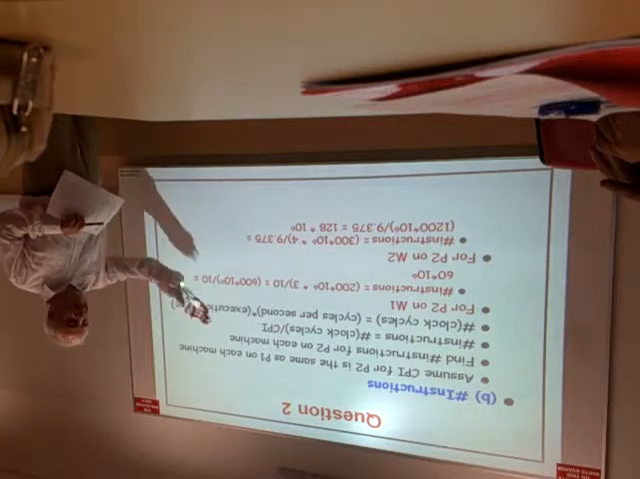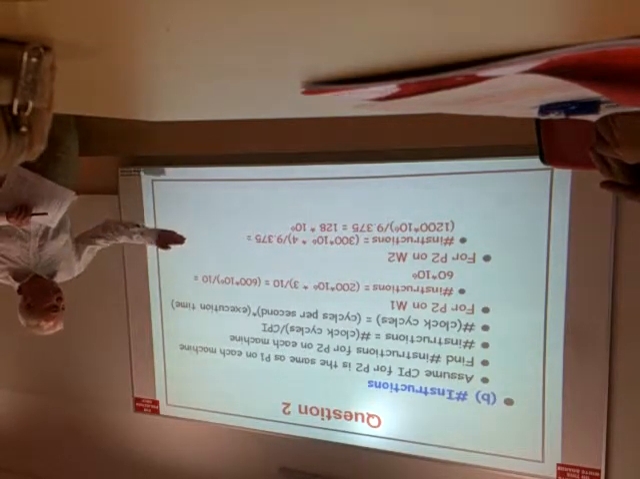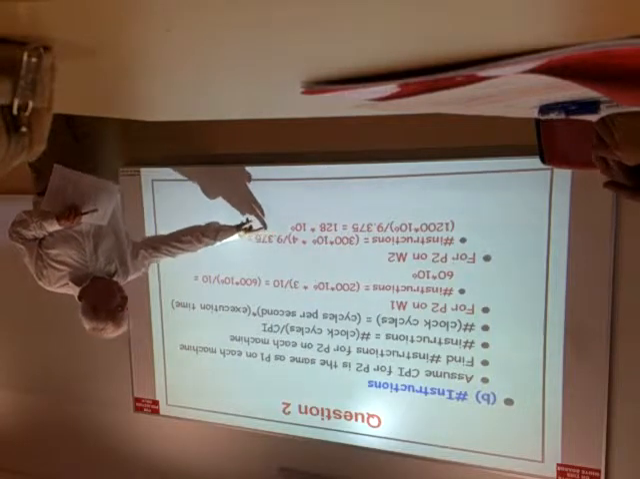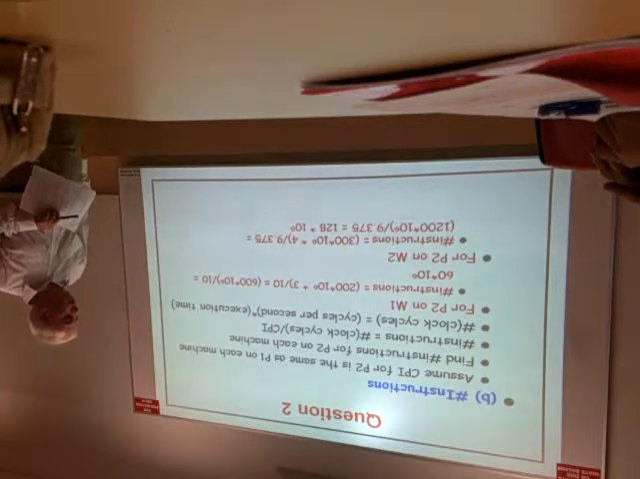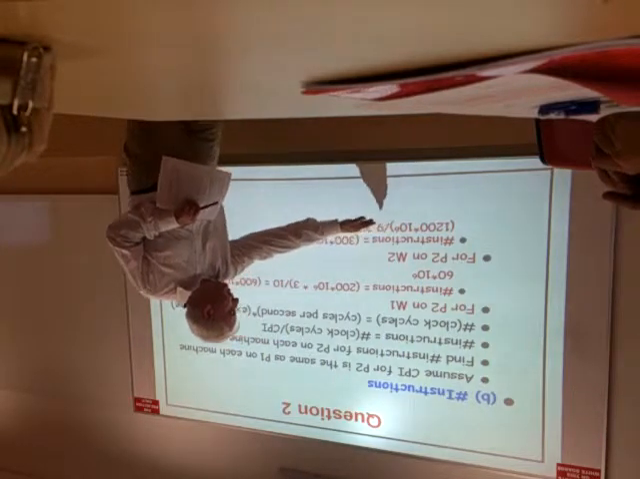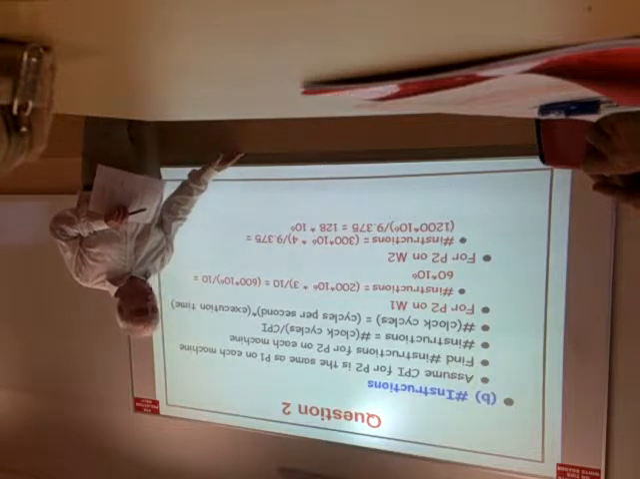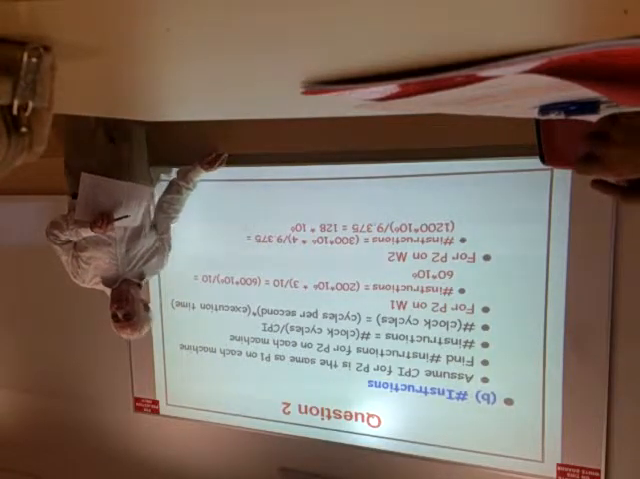So this is the total number of clock cycles, 300 times 10 to the 6 times 4. And then we divide by the CPI. And from the previous section, we worked out the CPI was 9.375. So we simply do the arithmetic, 1200 times 10 to the 6 divided by 9.375, which is 128 times 10 to the 6.